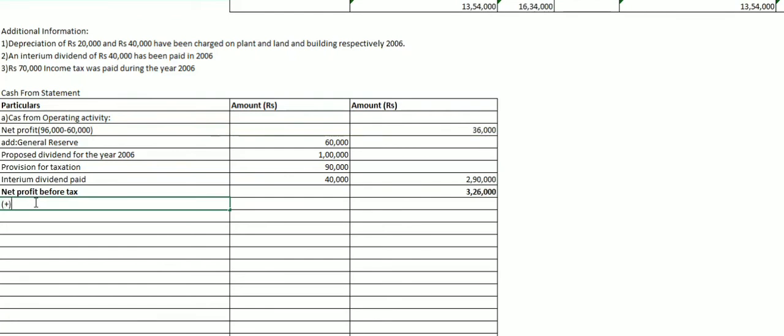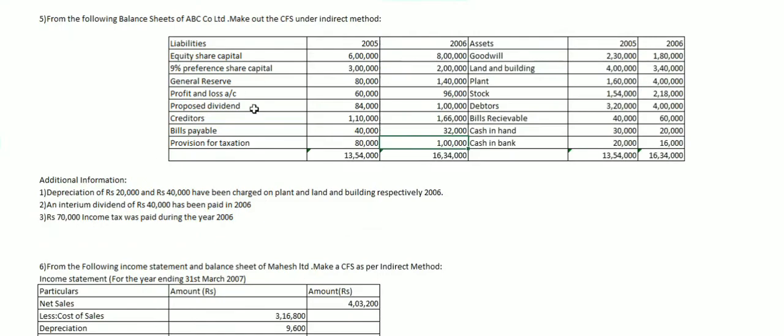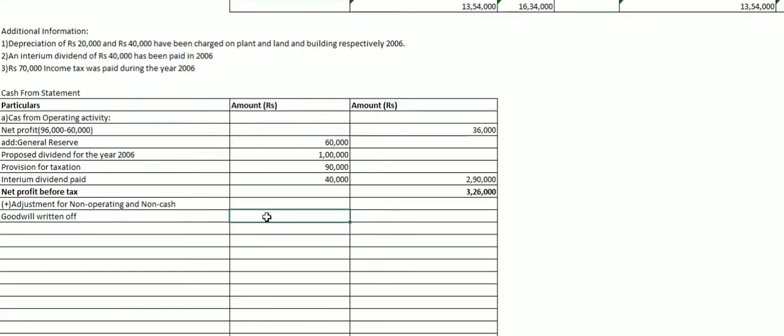So add your adjustment for non-operating and non-cash. So under that we have goodwill written off. So your goodwill written off is how much? If you see goodwill, last year it is 2,30,000, the current year it is 1,80,000. So your goodwill written off amount is 50,000.